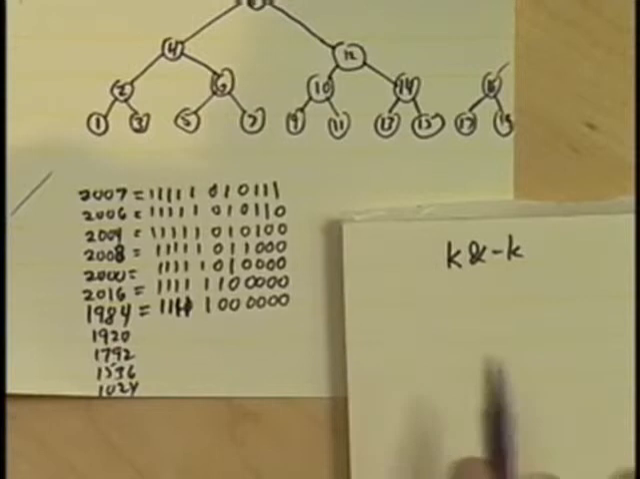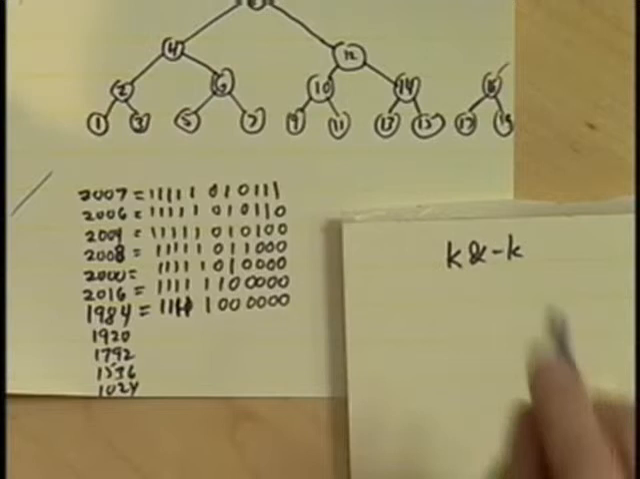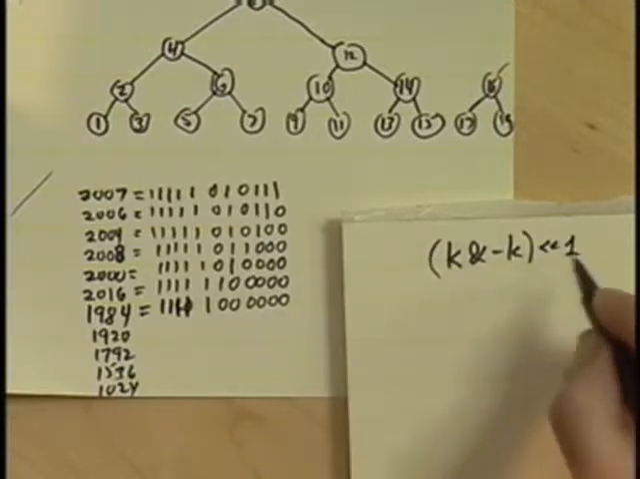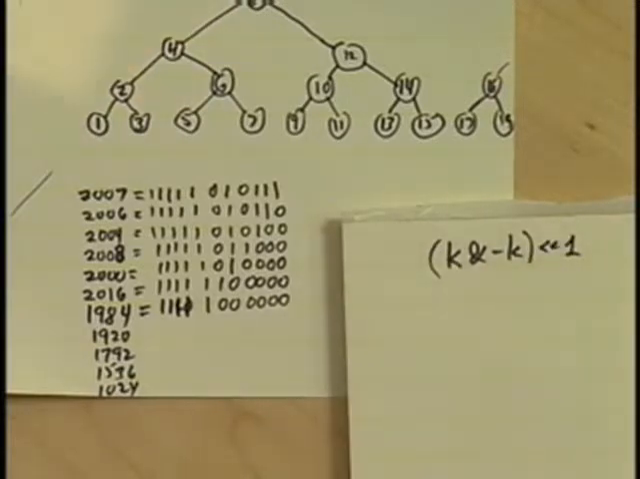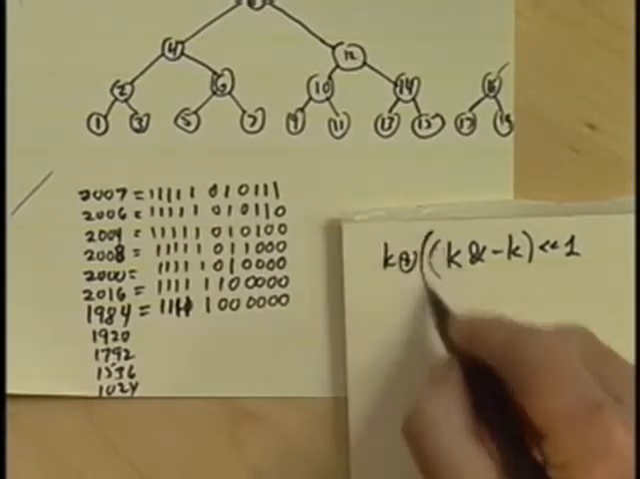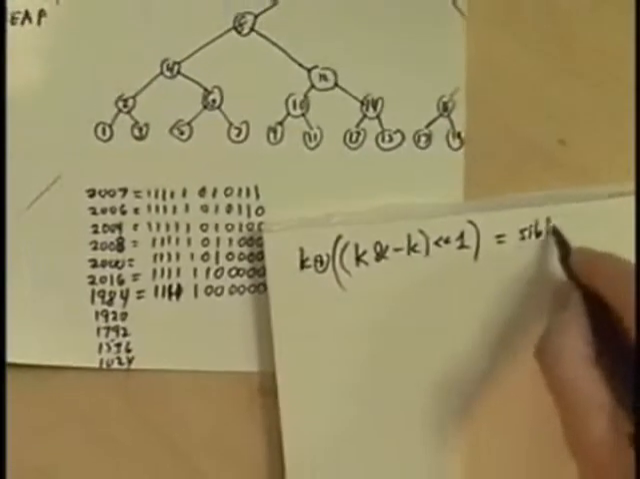If you compute K and a logical AND with minus K, you get the lowest bit. And so if I now shift that left 1, it's one bit to the left of the lowest bit, and so I take K exclusive OR with this guy, and this is equal to the sibling of K.